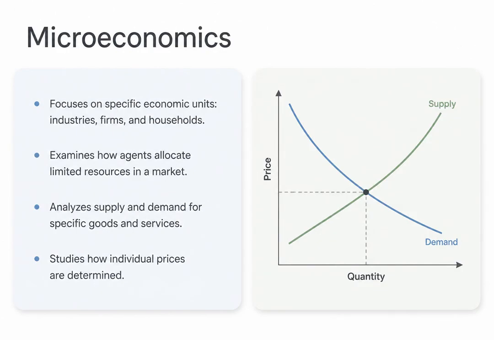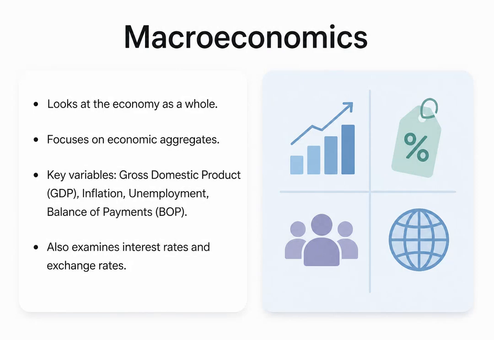Economics is generally divided into two main branches. The first is microeconomics. Think of this as looking at the economy through a microscope. It focuses on specific individual units, like single industries, firms, and households. It looks at how these specific agents allocate resources, how individual prices are set, and the supply and demand for specific goods.